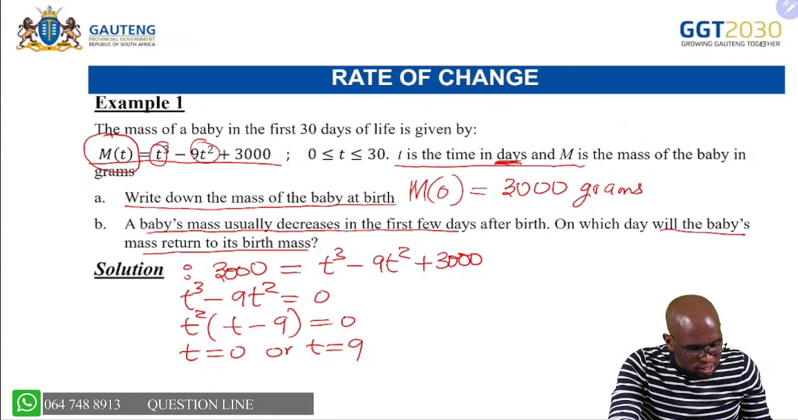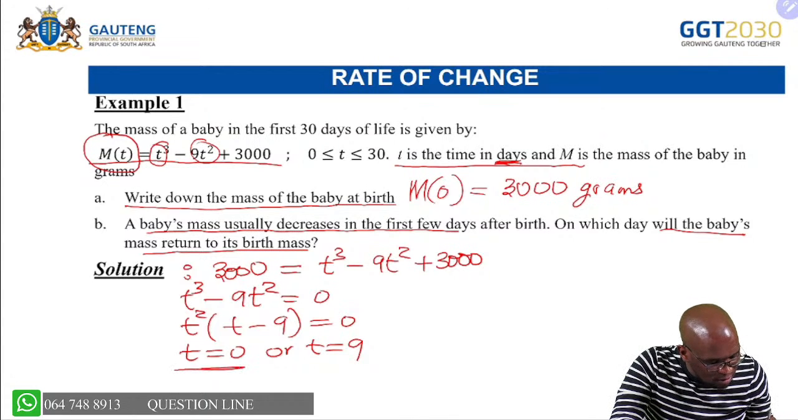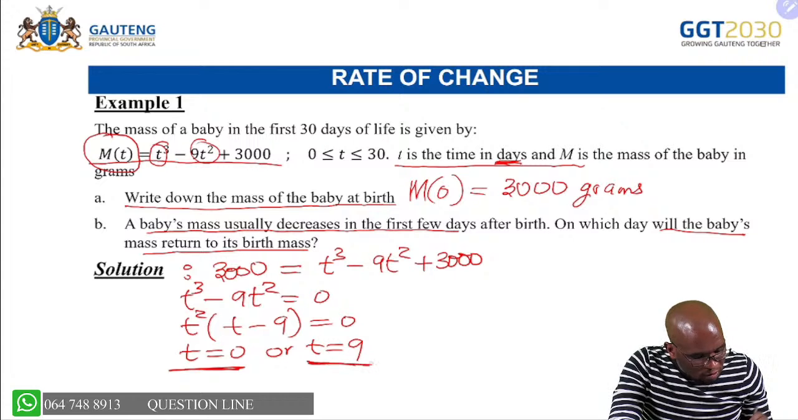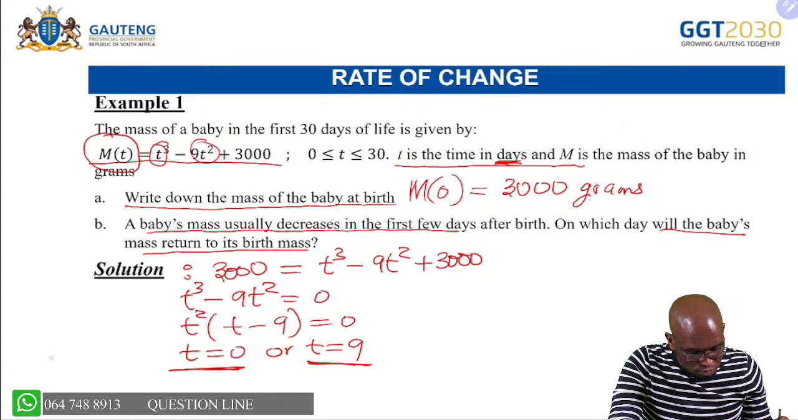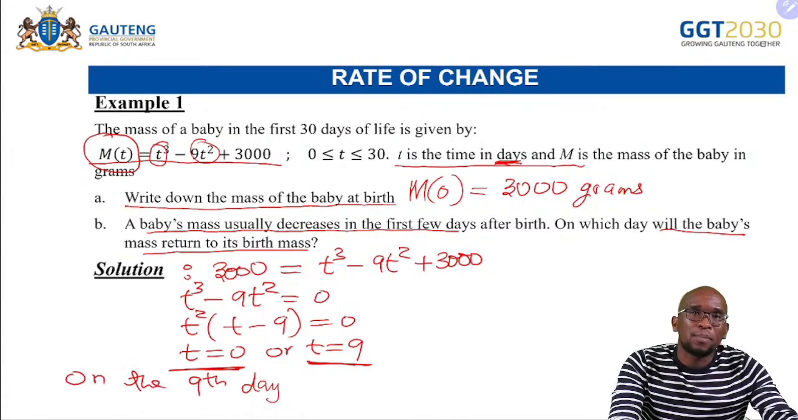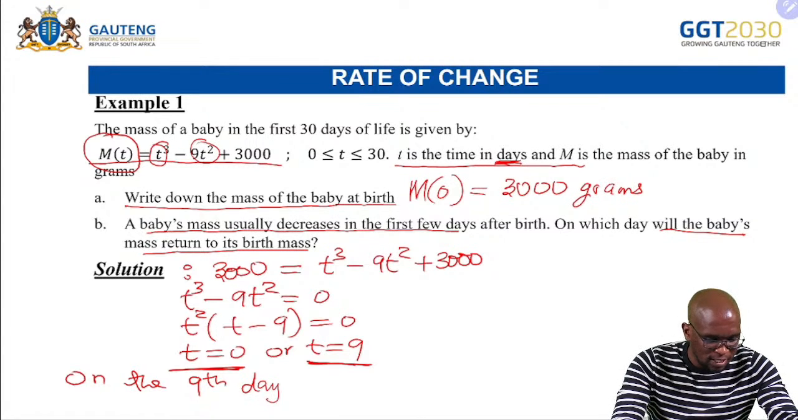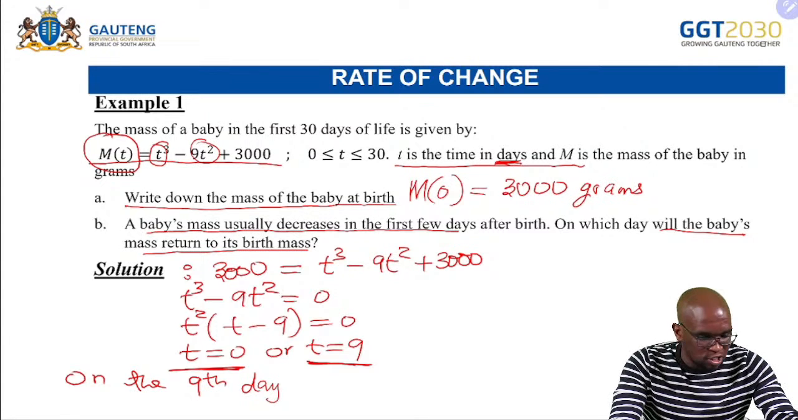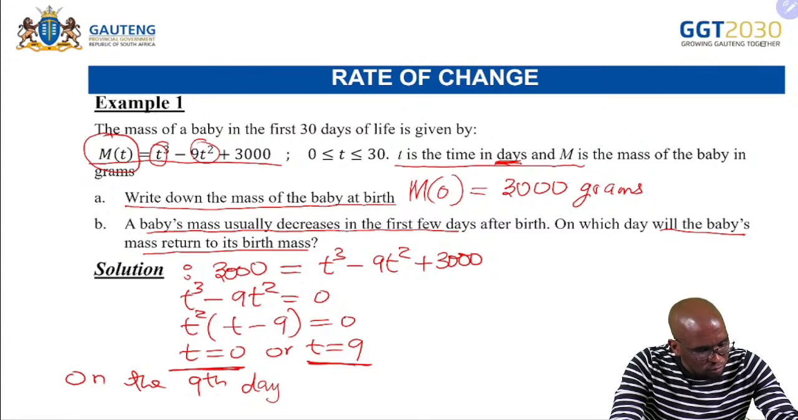So on which day will the baby's mass return to the birth mass? Obviously, the birth mass is at t equals 0, on the day when the baby was born, and we are looking for this one. So it would be on which day? On the 9th day after birth. On the 9th day after birth, the baby's mass returns to the original mass, the birth mass.